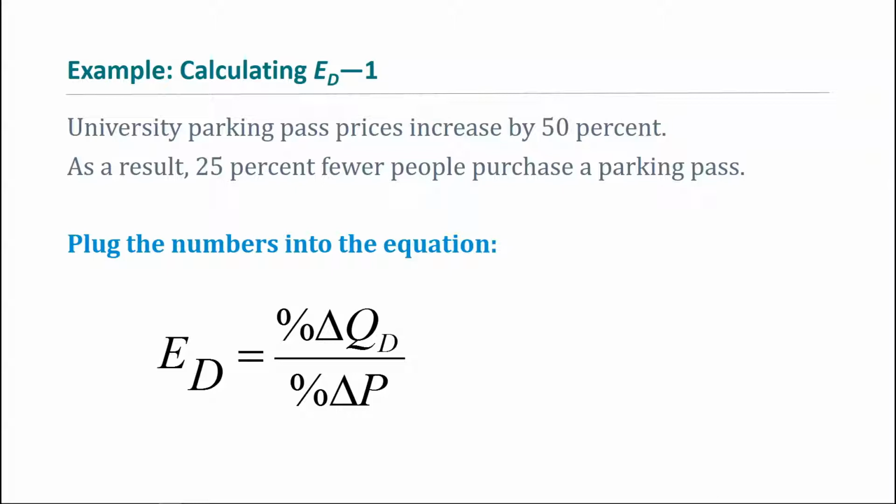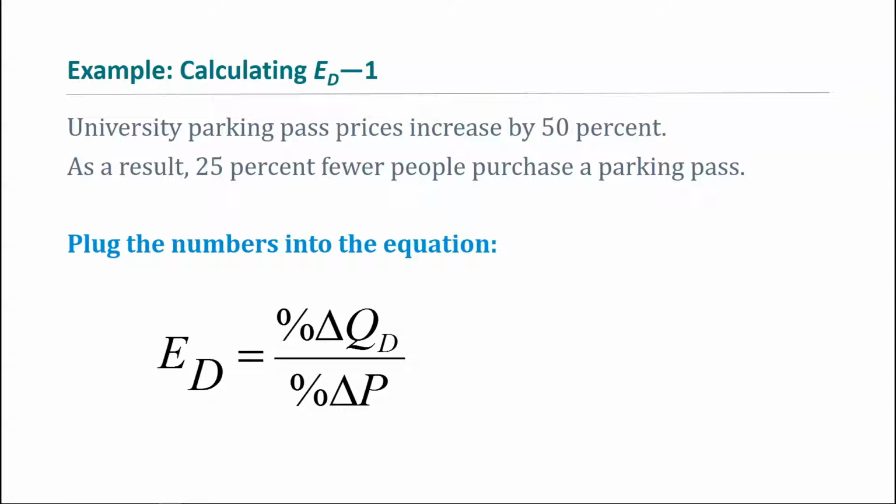Okay, so what we'll do here is we'll plug in the numbers that are given. The percent change in quantity demanded. We're told that 25% fewer people purchase a parking pass. That's a change in quantity demanded. The change of 25%. And in fact, it's a negative 25%, right? Because it tells you that fewer people purchased a parking pass. So the quantity demanded goes down by 25%. So it changes by negative 25%.